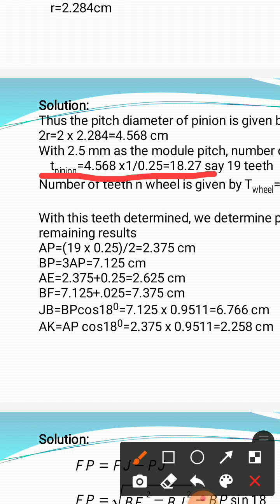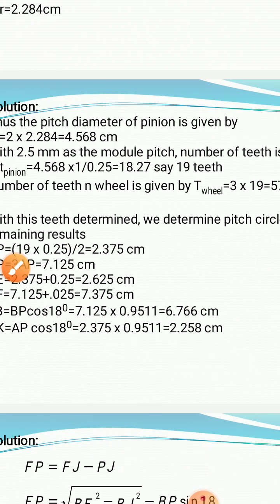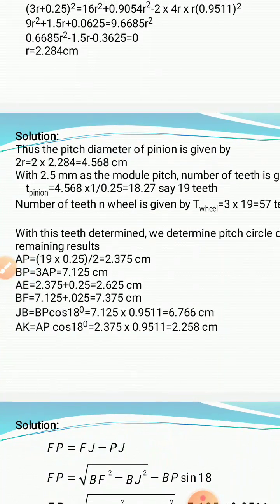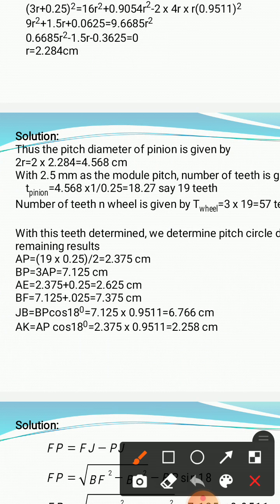With the gear ratio given, the number of teeth on the wheel is 3 times that of the pinion. Now in this example, the number of teeth on the pinion appears as 18.27. As the number of teeth can never be a decimal value and must be a whole number, we consider 19 teeth. This value comes by calculation.